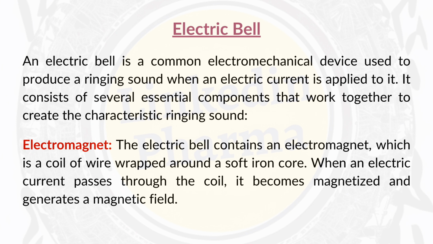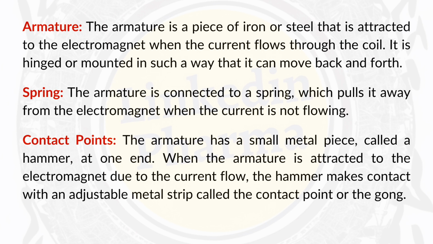An electric bell is a common electromechanical device used to produce a ringing sound when an electric current is applied to it. It consists of several essential components that work together to create the characteristic ringing sound. Electromagnet. The electric bell contains an electromagnet, which is a coil of wire wrapped around a soft iron core. When an electric current passes through the coil, it becomes magnetized and generates a magnetic field. Armature. The armature is a piece of iron or steel that is attracted to the electromagnet when the current flows through the coil. It is hinged or mounted in such a way that it can move back and forth.